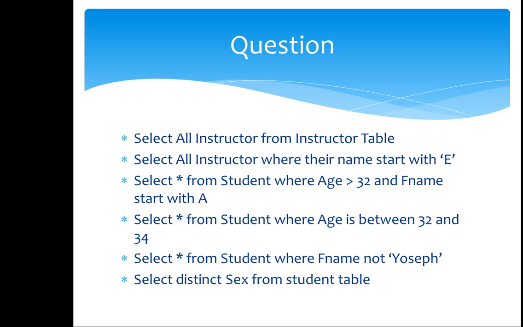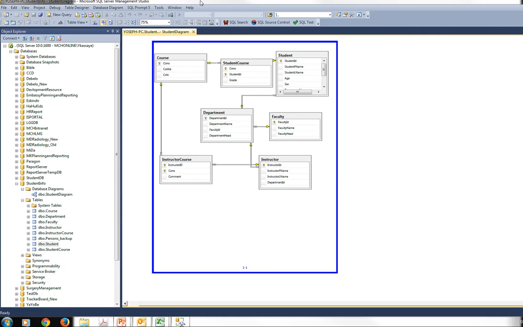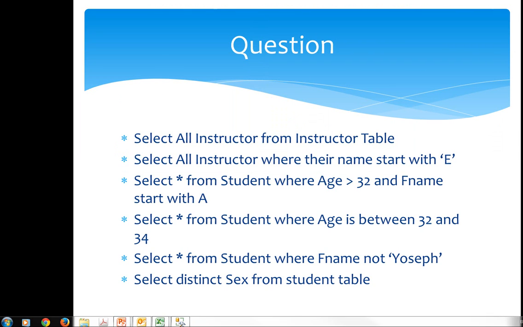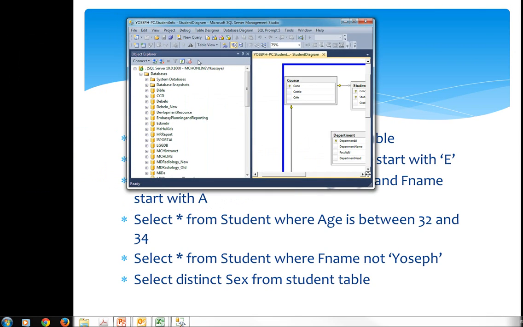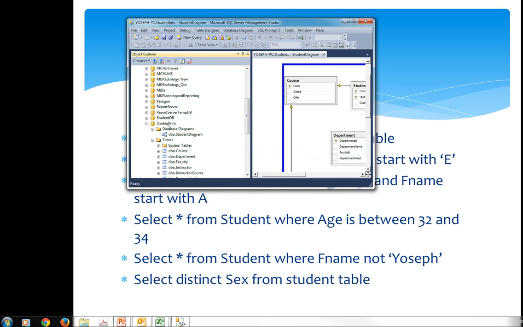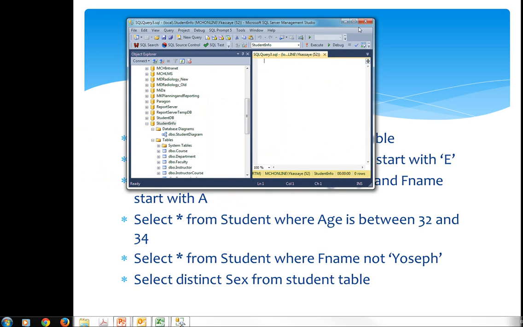The first thing that we'll see is how we can select a given record from a table. For example, how can we select all instructors from the instructor table. For this, I will show you how to start using SQL Server Management Studio. First you have to be in the database. Then click on New Query. That is the query window that we are using.